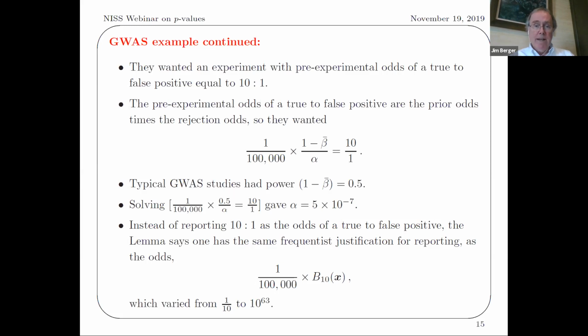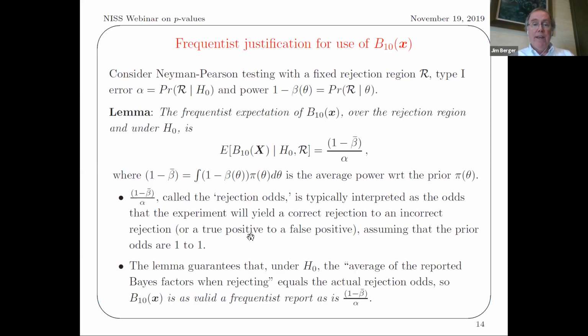So the point here is that they did that because they thought of this as a valid frequentist report, the average power over alpha. But this data-based odds is an equally valid frequentist report, because its average is these frequentist answers.